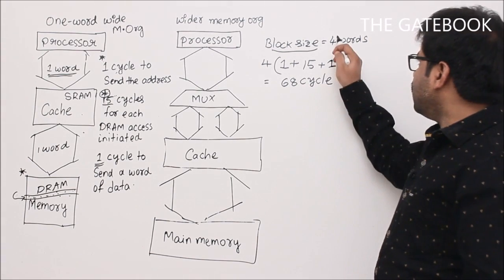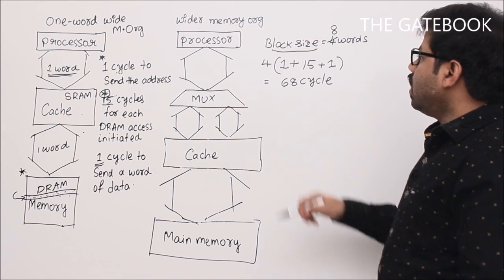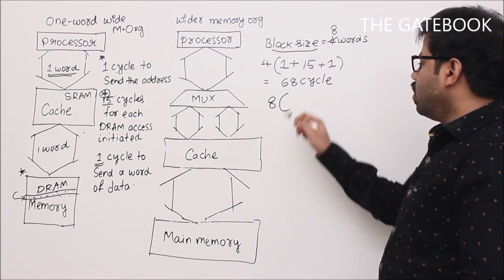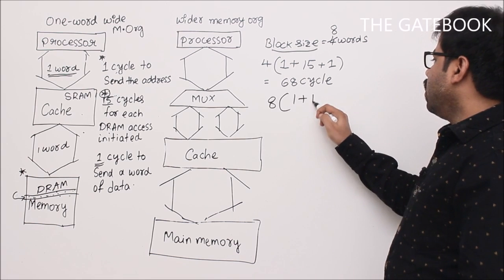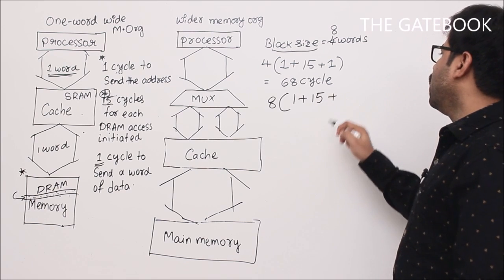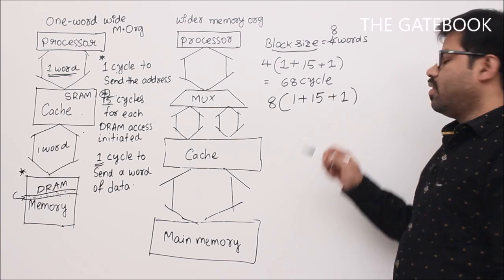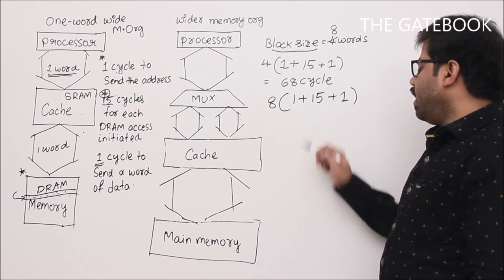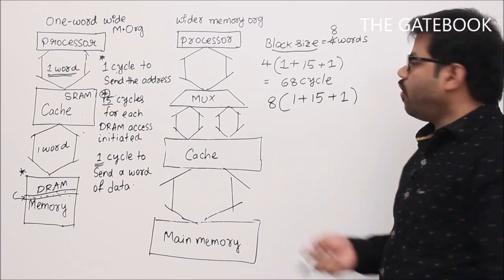So what if block size is 8 words? Then it would be 8 times: specify the address, initiate your DRAM, get the data. After initiating the DRAM, it takes 8 into 17, 136 cycles. Okay, it's a simple formula.